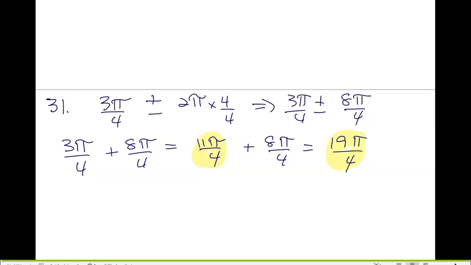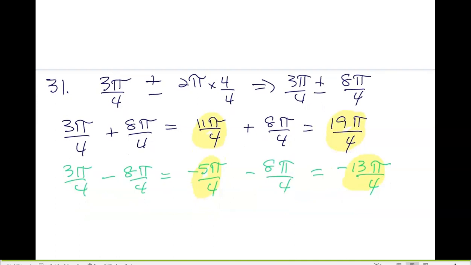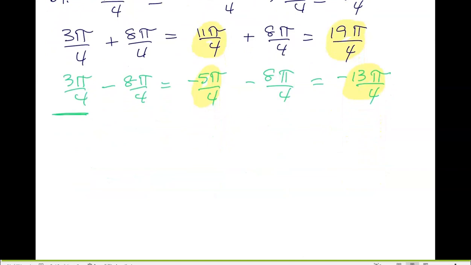And then let's get our negative. So I'm going to say 3 pi over 4 minus 8 pi over 4. That gives me negative 5 pi over 4. And I'm going to go more negative. That gives me negative 13 pi over 4. And those are my negative answers. Okay, so that's 31. Then we'll do a couple more, then we'll check.